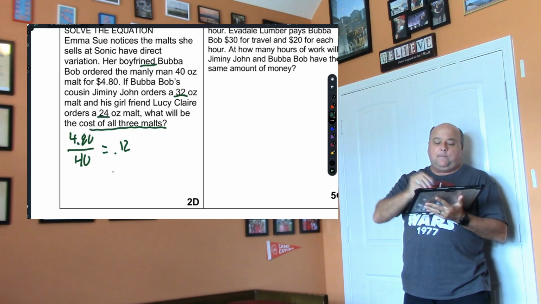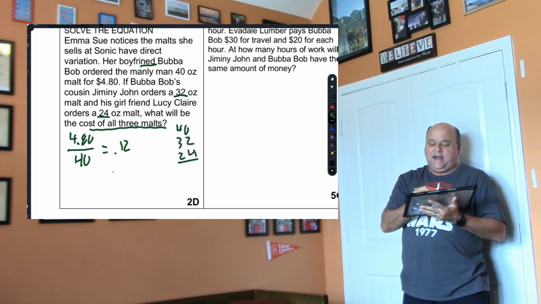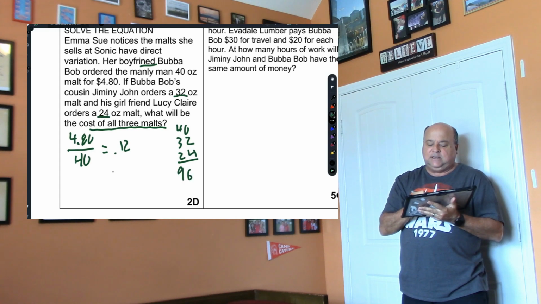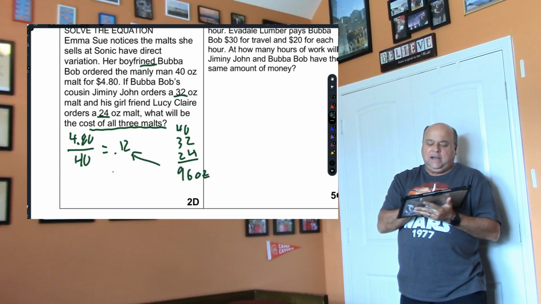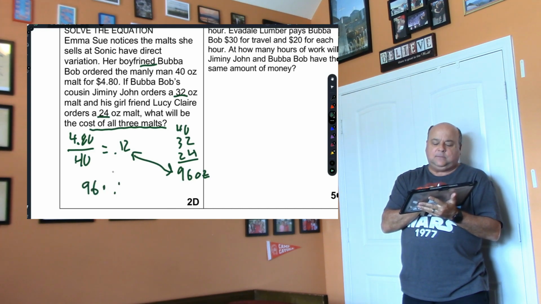So we want to add up all the malts. So 40, 32, and 24. That adds up to 96 ounces. Each ounce costs 12 cents. So we're going to do 96 times 0.12.